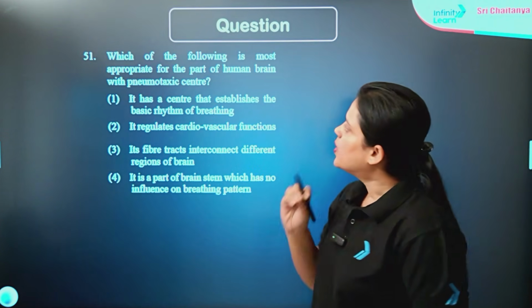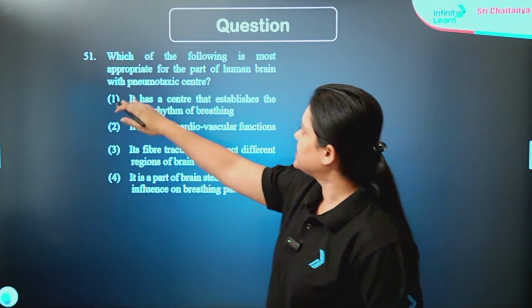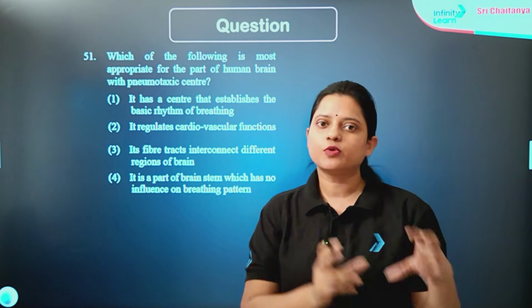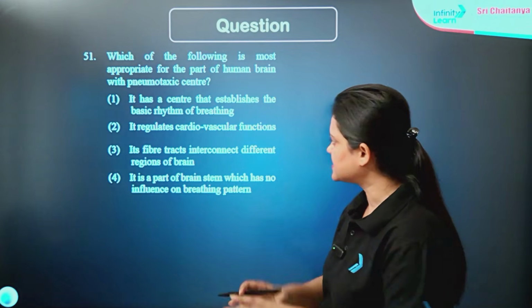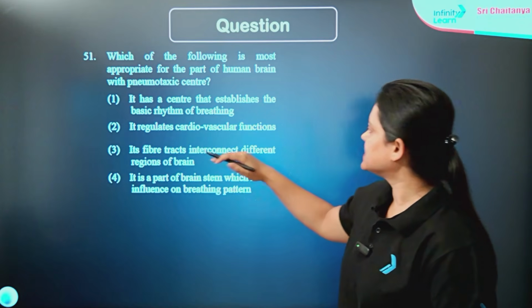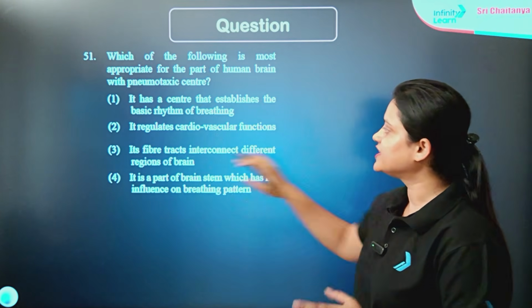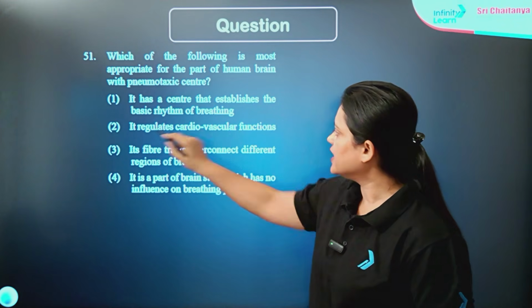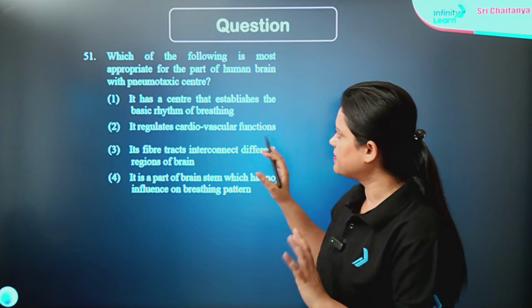Next, which of the following is most appropriate for the part of human brain with pneumotaxic center? So pneumotaxic center is present in pons and it will have fiber tracts that will interconnect different regions of the brain. So for this, correct answer will be 3. So cardiovascular function will not be regulated by pons.